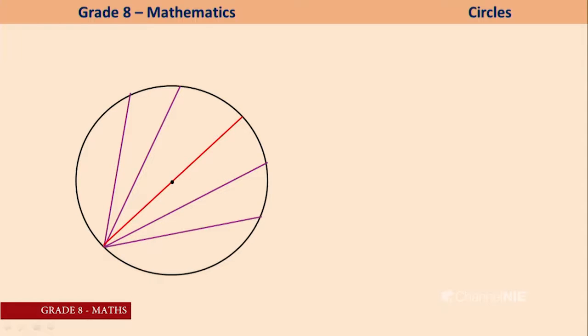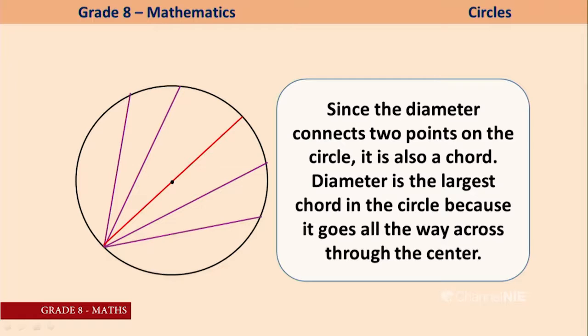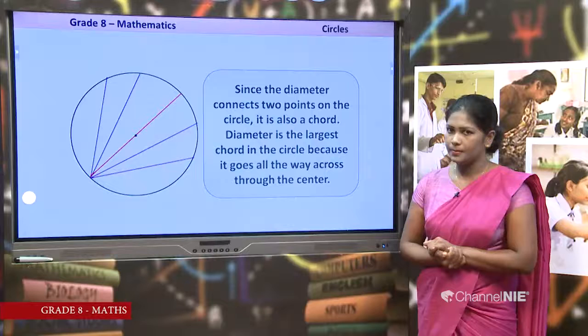So, we can take the diameter also as a chord. When we think about the length of this chord, you can take the longest chord. In here, the longest chord is the diameter. Since the diameter connects 2 points on the circle, it is also a chord. Diameter is the largest chord in the circle because it goes all the way across through the center.